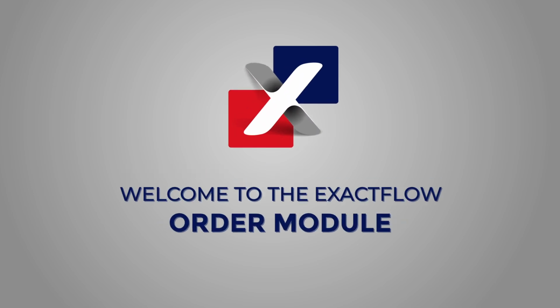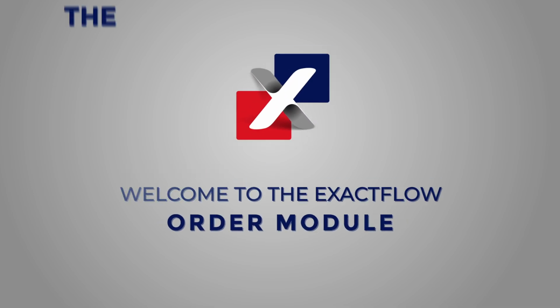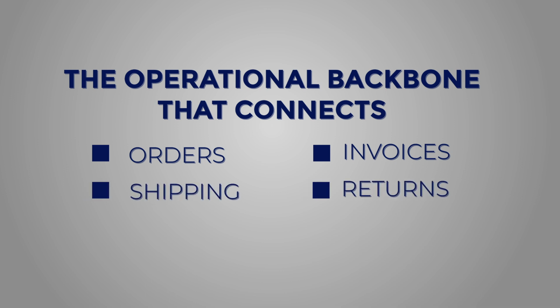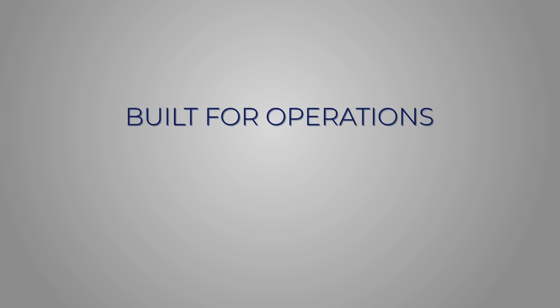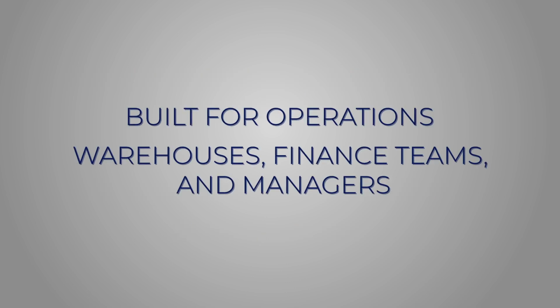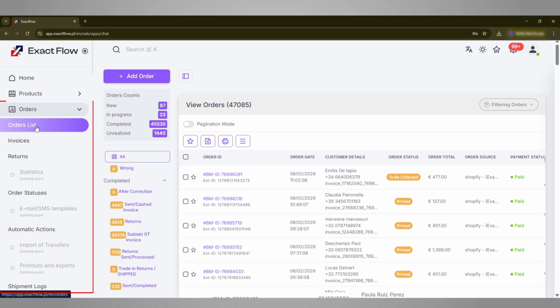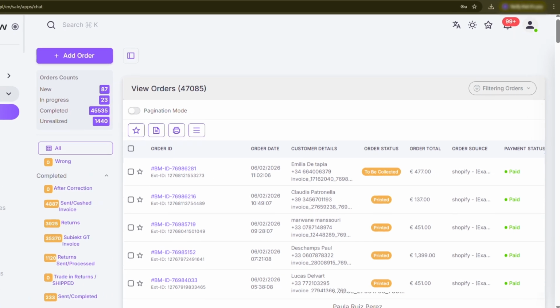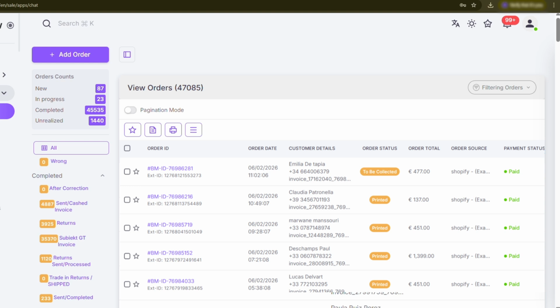Welcome to the ExactFlow Order Module, the operational backbone that connects orders, invoices, shipping, returns, and automation into one powerful end-to-end flow. Built for operations, warehouses, finance teams, and managers, this is where every order stays visible, traceable, and under control.